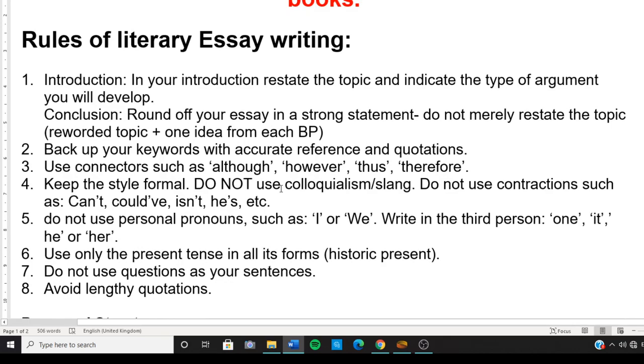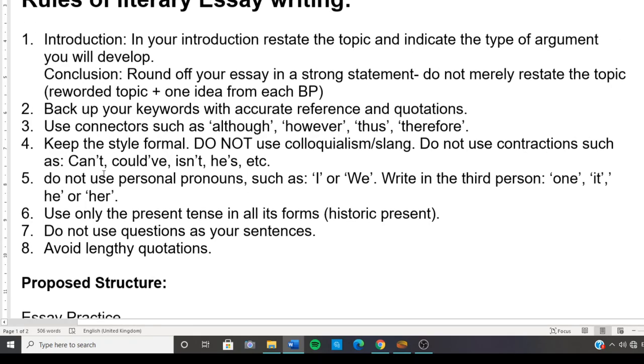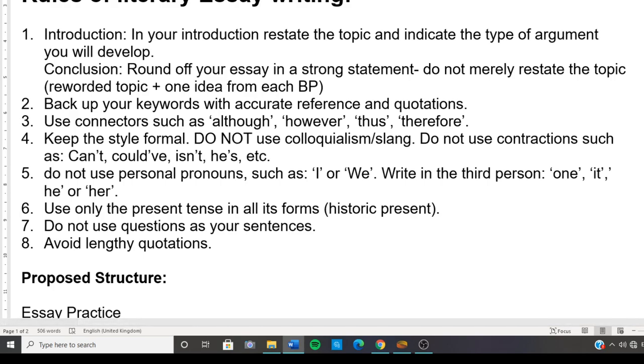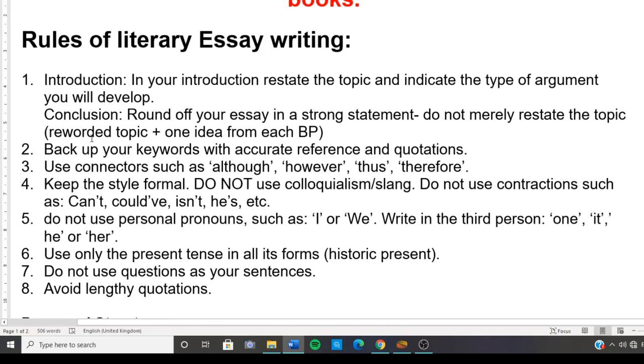These rules are rules that you will consign to from now until you matriculate. They will be the same rules that you will use throughout. Okay, so please pay attention. You need, in your introduction, to restate the topic and indicate the type of argument you will develop. I will go into this a little bit better when I go through the proposed structure.